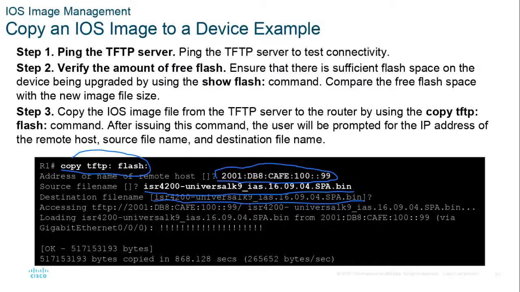It'll copy the file. In this case, we get several exclamation points as it copies the entirety of that file. How big is this file? It's half a gigabyte, 517 megabytes. And it copied it. Oh, look at that. It took several minutes to copy it because it was so big. But now it's successfully backed up. We have a backup copy. Otherwise, if we're not buying maintenance from Cisco because we won't pay for it, we can't download it from there if we don't have maintenance.